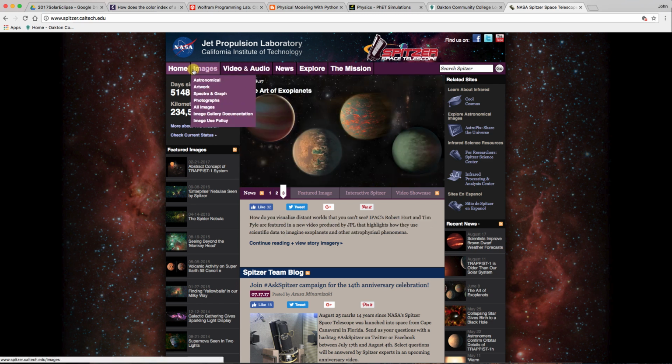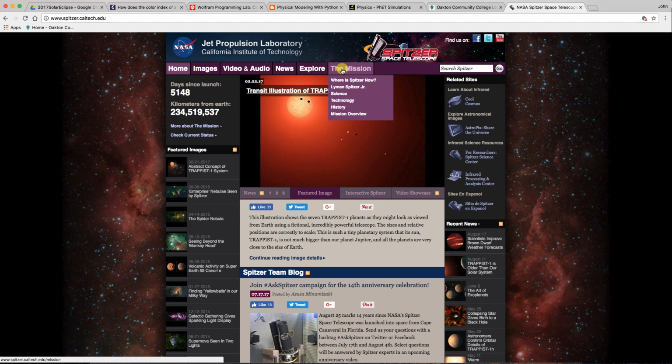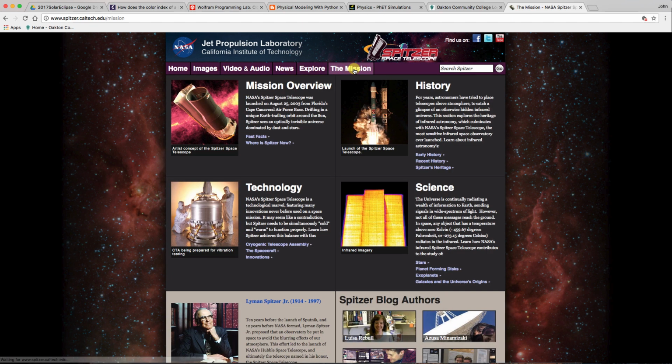If you go to images, you can see all kinds of different images, both photographs and artwork that people have submitted. You can go to Explore the Mission. If you click on Mission, it gives you different things. Down here, it shows you the science behind the various missions. The telescope looks at stars. It looks at planet-forming disks. So it looks at really young stars to see if there are planets forming around them.